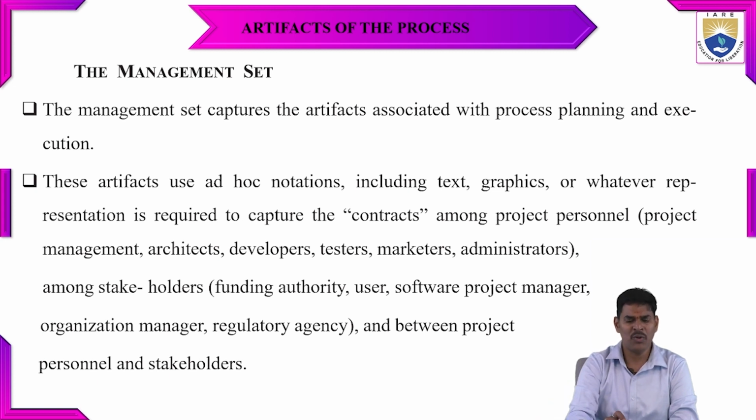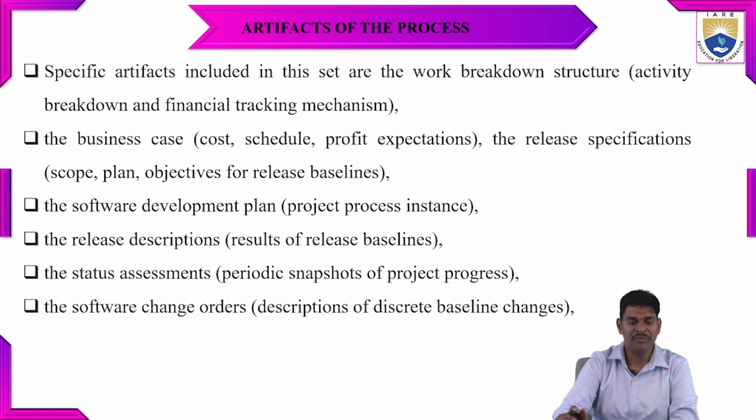And the next one is the stakeholders. These are the main stakeholders where funding will be granted: the funding authority and user, software project manager, organization manager, and regulator agencies. They act as agencies providing the funds, or the funding authority will be there. And the last one is between the project personnel and the stakeholders. There should be communication between the project personnel and the stakeholders, and they need to specify some artifacts.